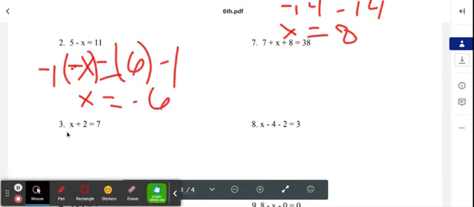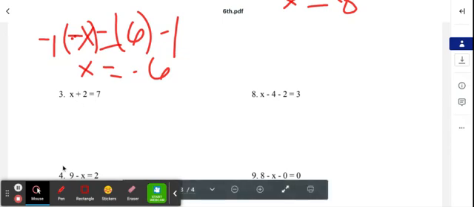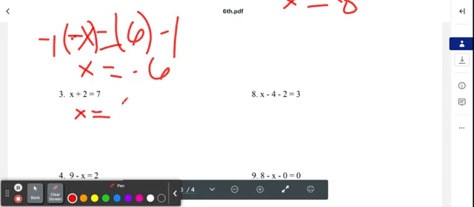One more, and then we'll go on to the next section. Let's do number 3. This one's pretty simple. You subtract 2 from both sides, so x plus 2 minus 2 equals x, and 7 minus 2 equals 5. So x equals 5.